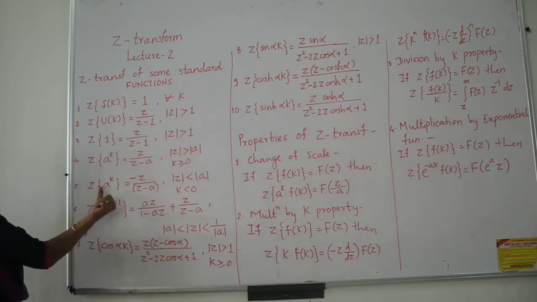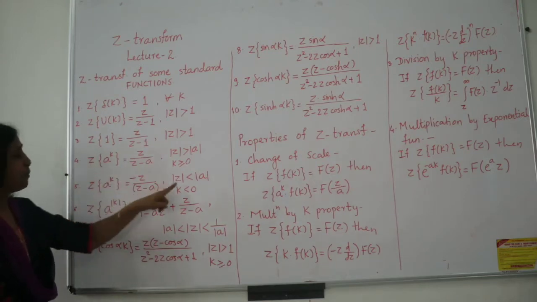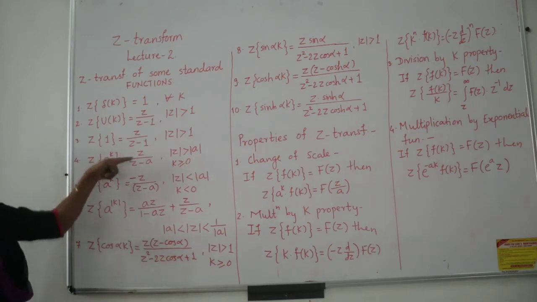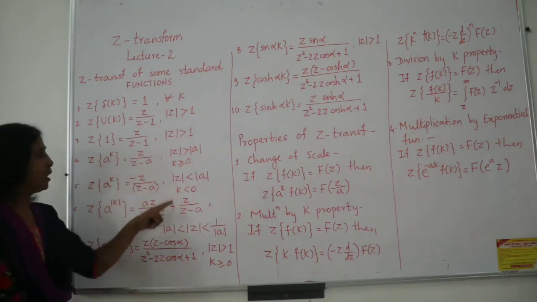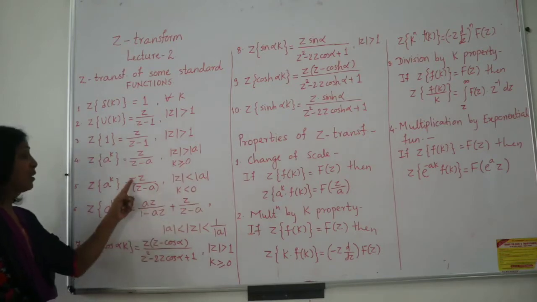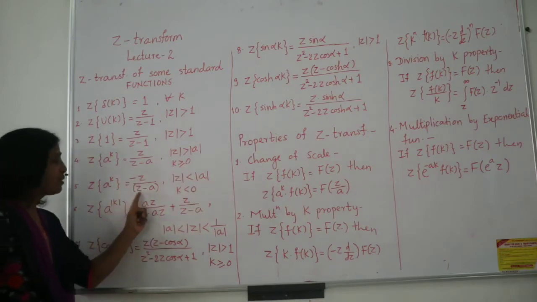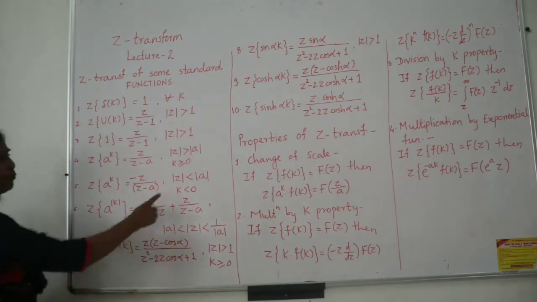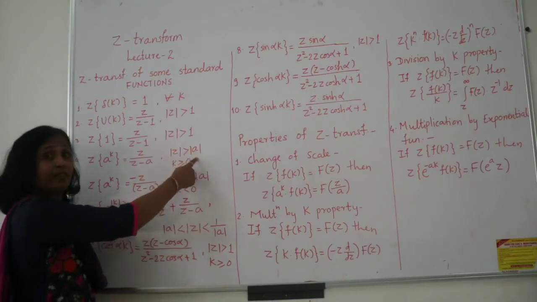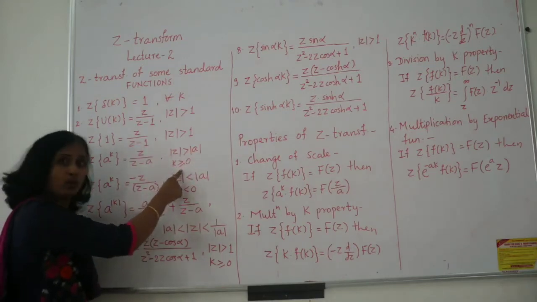Then Z transform of A raised to K only, but see here mod Z is less than mod A, otherwise you may think the function is the same and why has the Z transform come out different. So here mod Z is less than mod A, and that time there is a negative sign: minus Z upon Z minus A. So when mod Z is smaller, K is less than 0; when mod Z is greater, K is greater than or equal to 0.